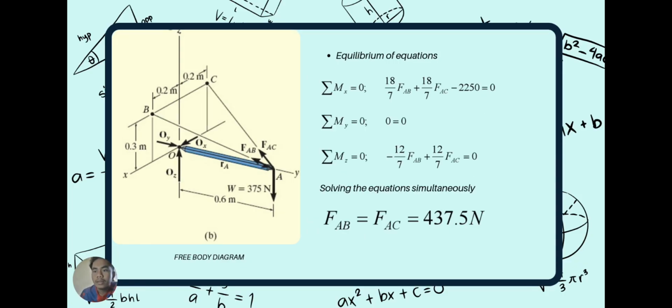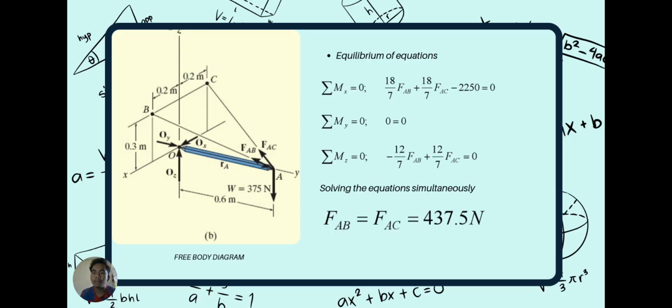Since the system is in static equilibrium, the sum of moments about each axis must be zero. So, first, taking the moment about the x-axis, we obtain an equation involving both cable forces, FAB and FAC, as well as the applied load. Here we go, the sum of moments at x is equal to 0: 18 over 7 FAB plus 18 over 7 FAC minus the weight, which is 2250, equals 0. Then the moment about the y-axis is 0 because the forces do not produce any rotational effect about that axis.